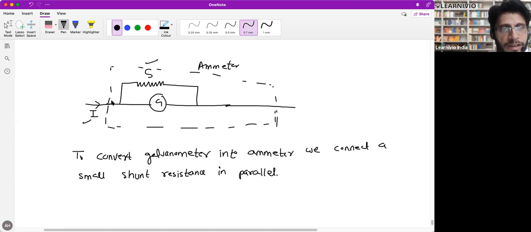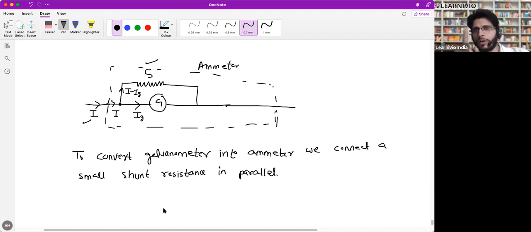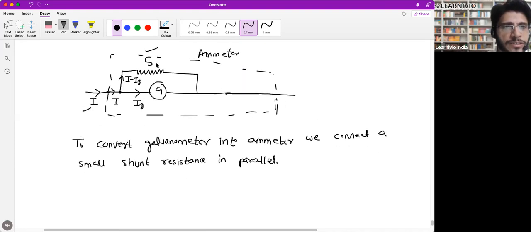So see, this current I is coming here. When it comes here, there are two paths. So current gets divided into two paths. Let's say current through the galvanometer is Ig. The remaining current, I minus Ig, passes through the shunt. In the next calculation, we will try to derive a relation between the range of the ammeter and the shunt resistance. This shunt resistance and galvanometer are connected in parallel.